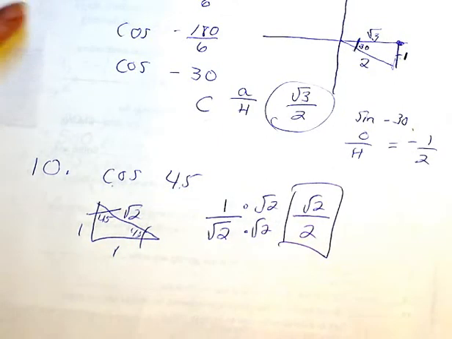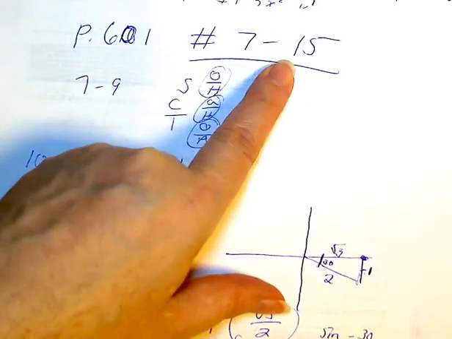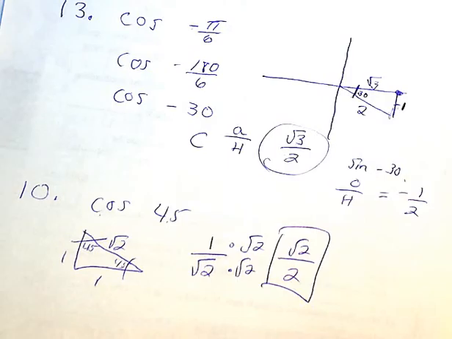So make sure you finish up those numbers 7 through 15. You will be doing 7 through 15 on this page along with the other. I believe you got 2 minutes, so.